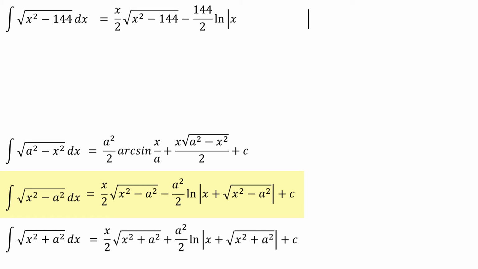Well, I have to put the x. I have to put a plus sign. I have to put a square root symbol. I have to put the x squared. I have to put a subtraction symbol. A squared, well, that's 144. Oh, I'm not done. There's a plus c.